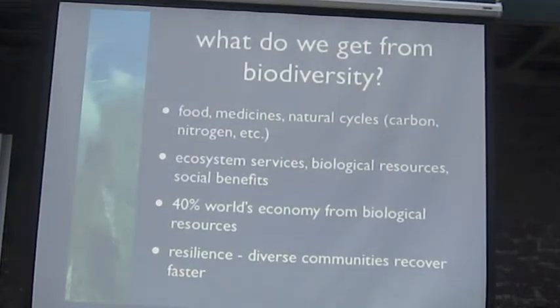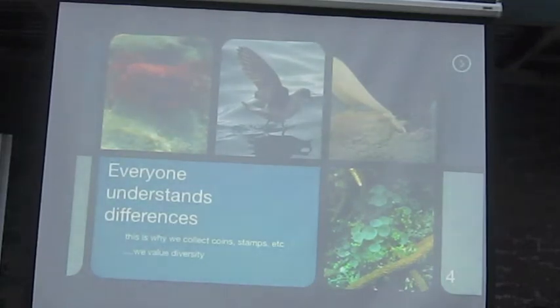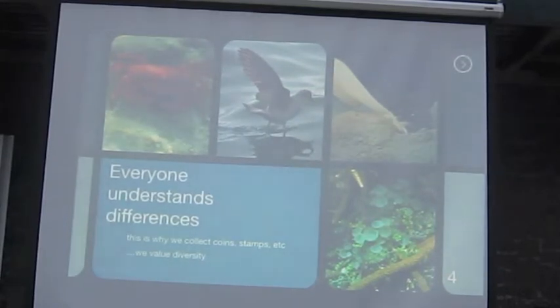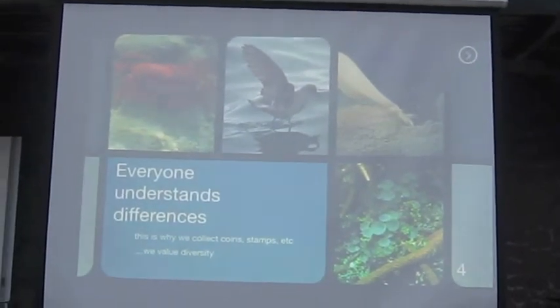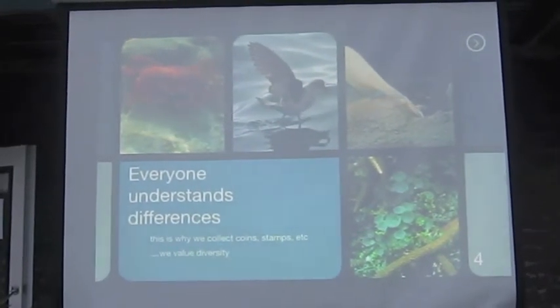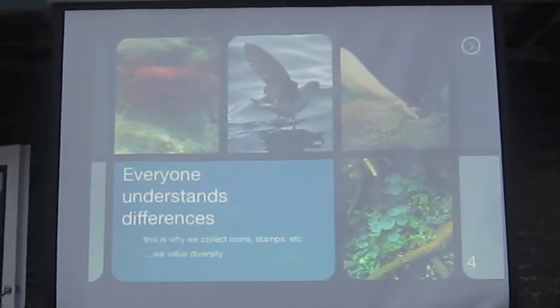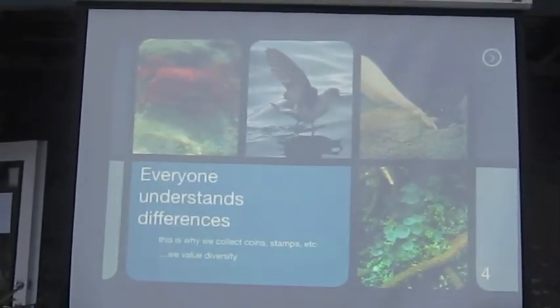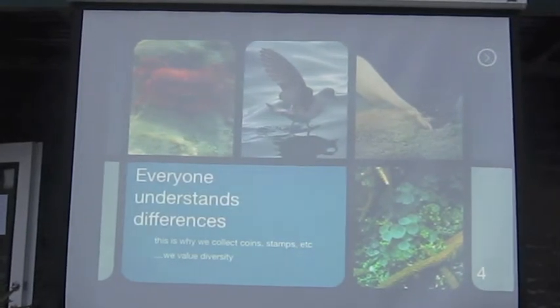And then this last factor of resilience. So diverse communities recover faster. I'll be talking a little bit about that today. Everyone understands difference, right? It's an inherent human characteristic. When we look at different things, we perceive difference very easily. And it's the root of why we collect coins or stamps, because we have this inherent value on a diverse array of whatever it is that interests you. This inherent valuation of diversity has been termed by E.O. Wilson as biophilia. So this love for biology.